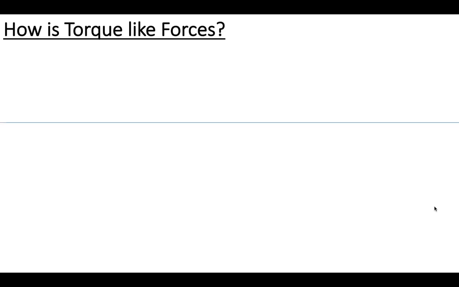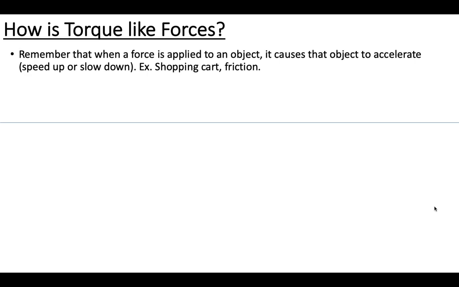Okay, so how is torque like forces? Let's remember that when a force is applied to an object, it causes that object to accelerate, which just means speed up or slow down. For example, when you're pushing a shopping cart through the grocery store, when you first grab that cart, it's not moving, and you push on it, which means it accelerates. A force is just pushing or pulling on something, making it speed up or slow down. Another example is friction. If you push something across the floor and you let go, it doesn't keep going forever. What stops it? Friction. If there wasn't friction, it would keep going forever.